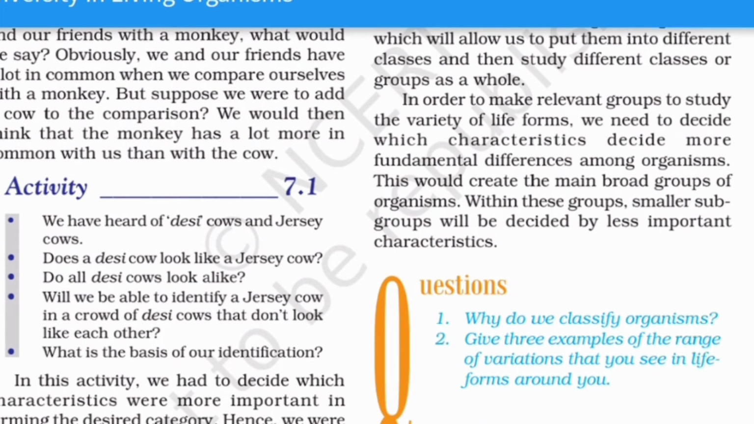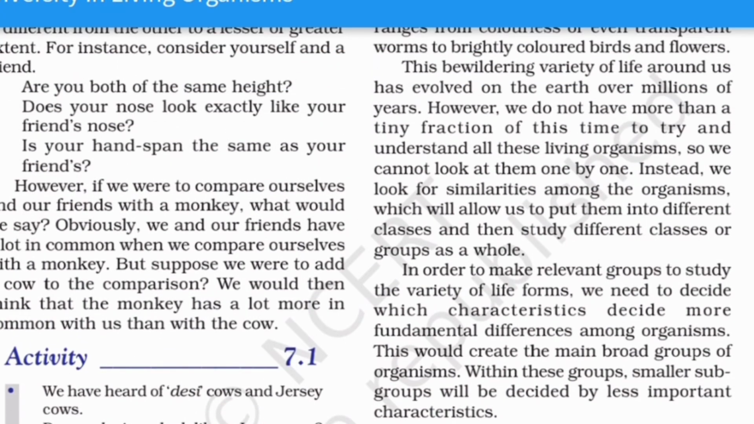So here we have two in-text questions. Why do we classify organisms? We classify them because we have only a tiny fraction of time to try and understand all these living organisms. So we cannot look at them one by one. Instead, we look for similarities among the organisms. And on the basis of that, groups are divided, and then the subgroups. And on the basis of that only, we study them as a whole.